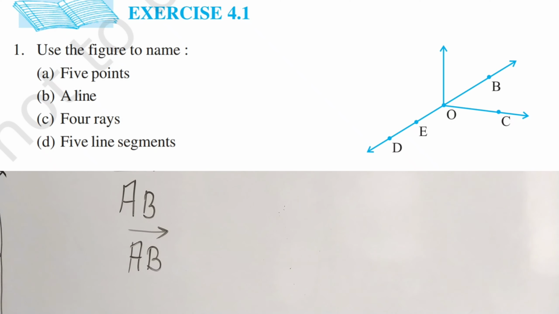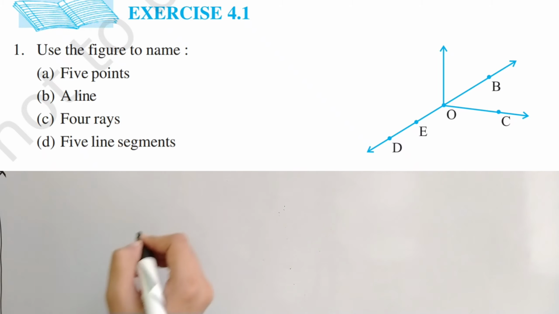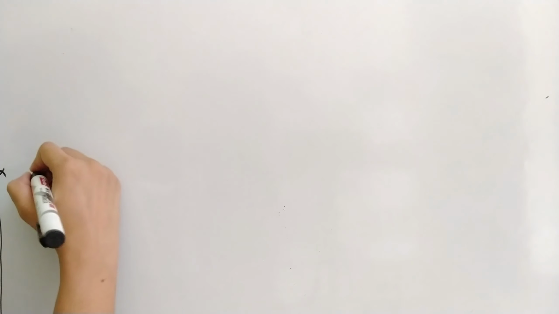Okay, so now moving ahead, let us try to do some exercise questions. Here question number 1 is provided. What is it said in question number 1? It has drawn a diagram for you. In this particular diagram, some points are provided, some lines are there. You have to simply name 5 points, a line, 4 rays and 5 line segments. Let us have a look at what it has asked you. I'll first draw the diagram, then we will solve the question.